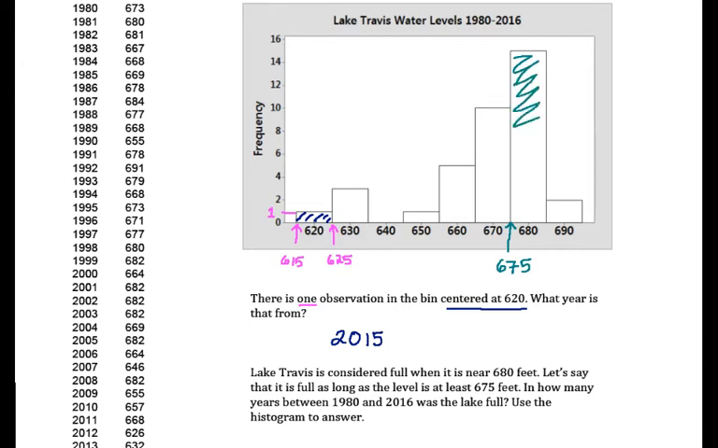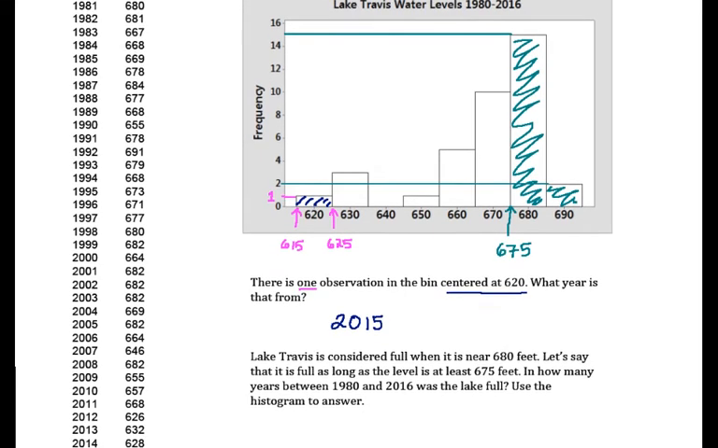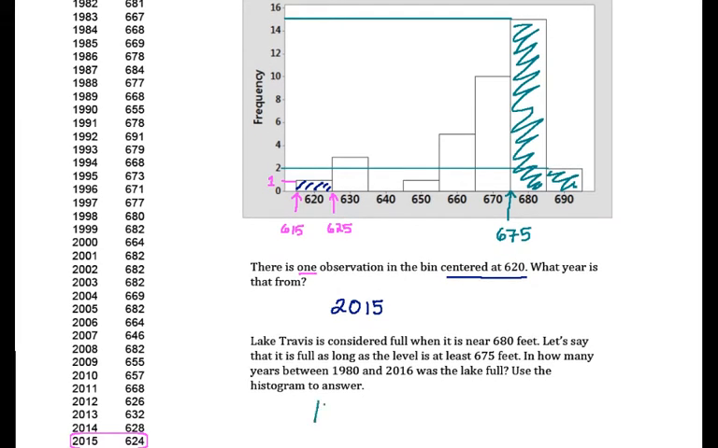So we're looking at this bar height here, which is everything between 675 and 685, and this bar here, which is between 685 and 695. So let's estimate those bar heights. Looks like 15 for this one, and looks like 2 for this other one. So that gives us 15 in the tall bar plus 2 more in the short bar, which is 17 years total in this date range that the lake would be considered full.